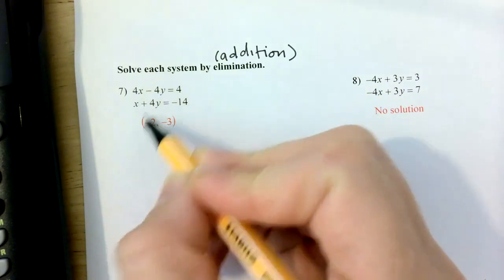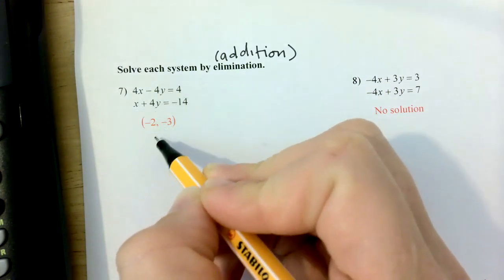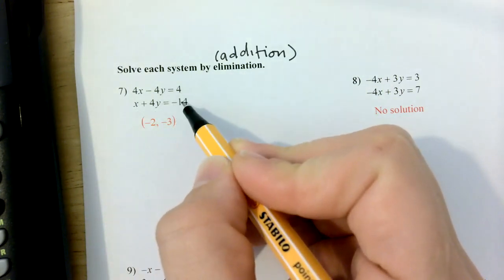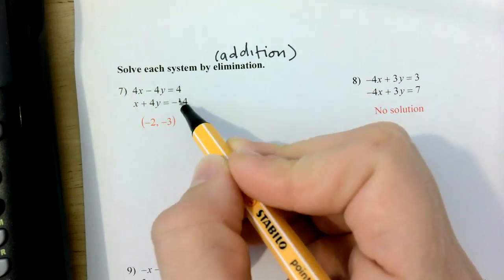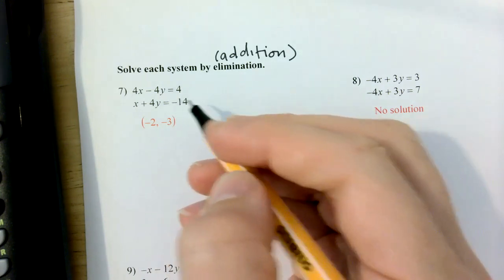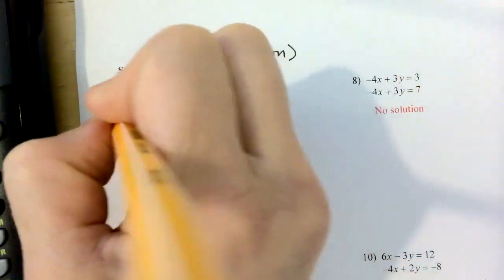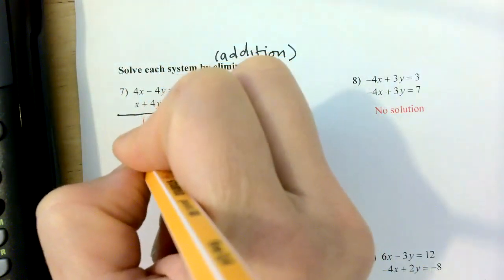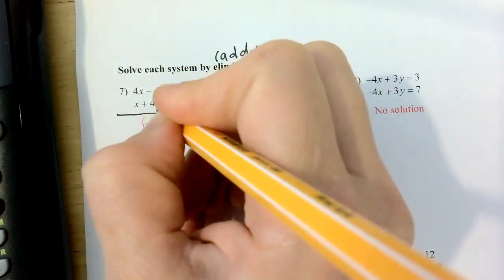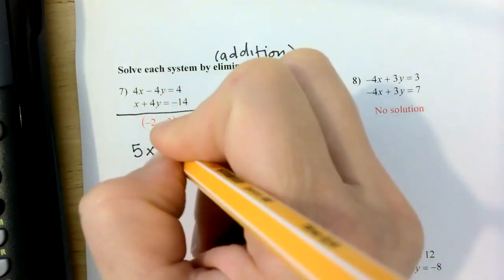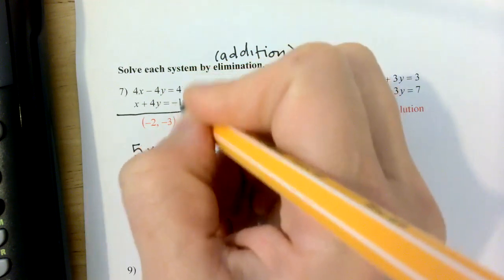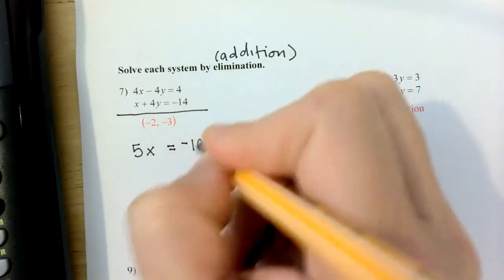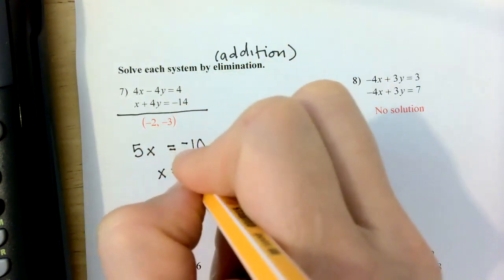4x plus x is going to be 5x. -4y plus 4y is going to be 0y equals 14 plus 4 plus -14 is going to be -10. So that's why it's called the addition method. Just add them together. 4x plus x is 5x. These are already opposites, so -4y plus 4y leaves us with 0 y's. And then we said that this was -10, so x is going to be -2.